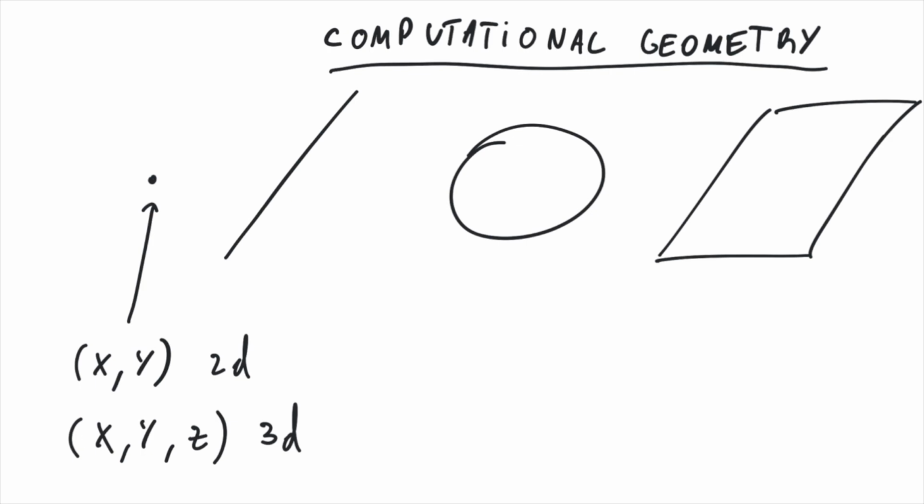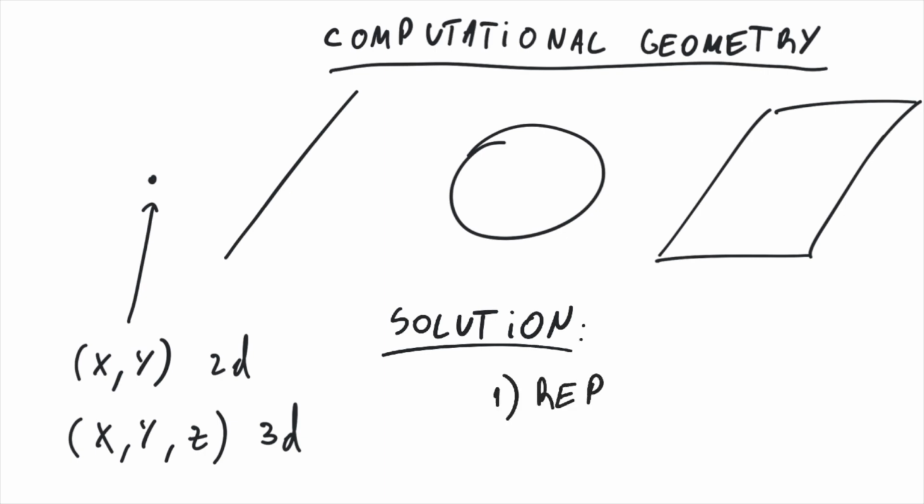So in a computational geometry problem, you will have to work with these objects in a given dimension, and in each dimension there will be a different representation for these objects, different formulas that describe them, and different operations that you can do with them. Therefore, the solution to a computational geometry problem always necessarily involves 2 steps. The first one is the representation of the objects that you're dealing with.